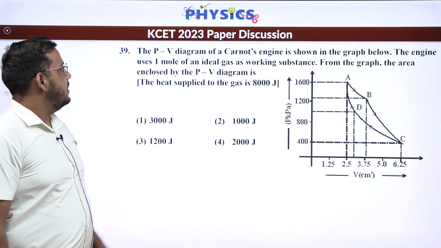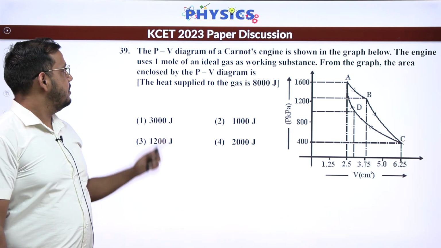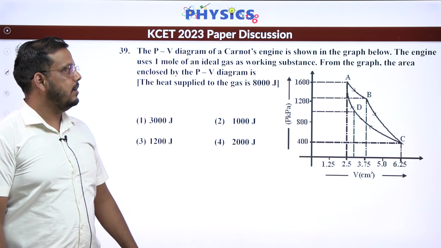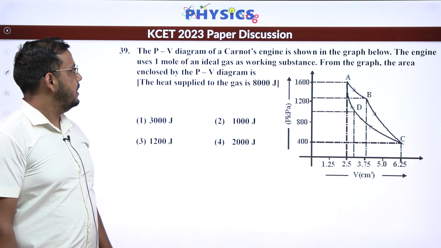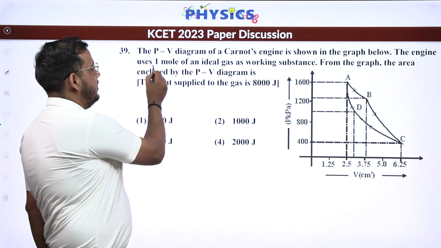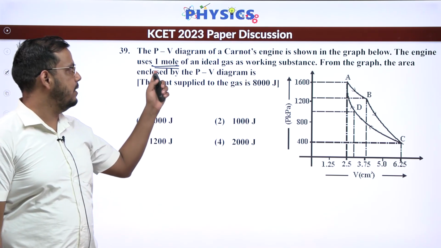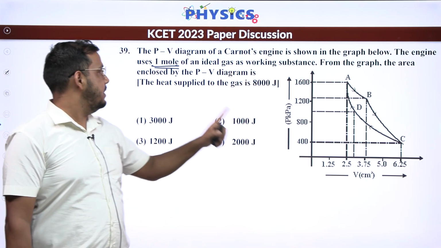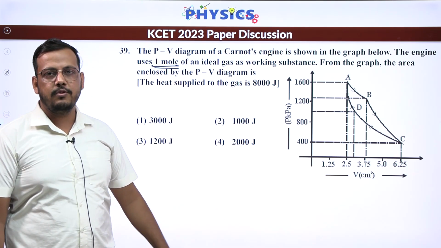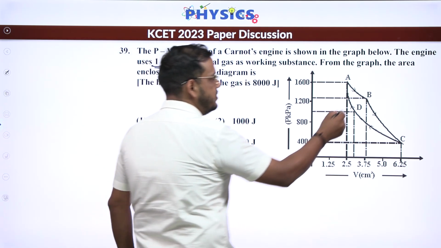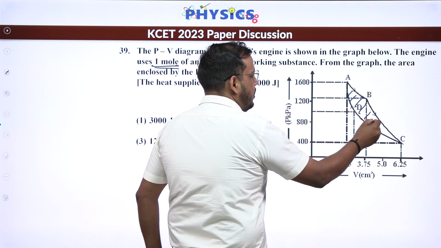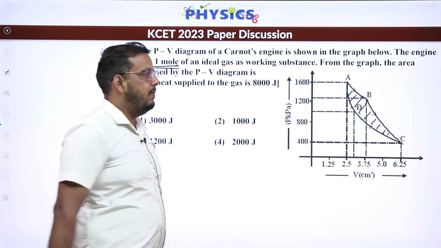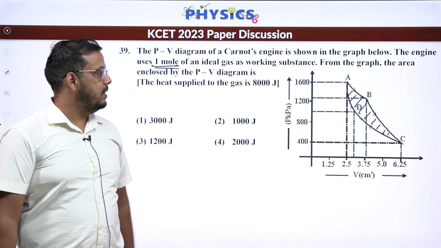Next question. Now this is a PV diagram. Question number 39. The PV diagram of a Carnot engine is shown in the graph below. The engine uses 1 mole of an ideal gas as a working substance. So the number of moles is 1. From the graph, the area enclosed by the PV diagram is. So they are asking about the area enclosed in this PV curve. What is the meaning of the area enclosed in the PV curve in a closed cycle? It is the net work done in that cycle.